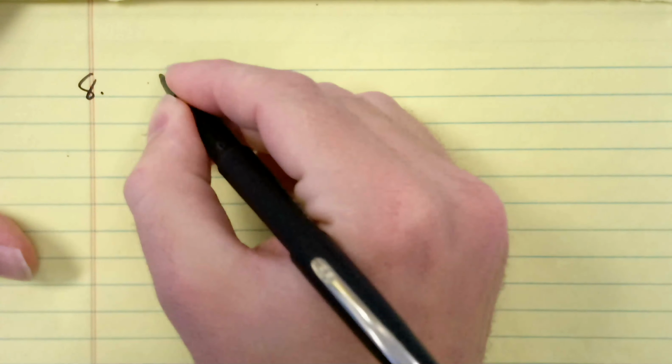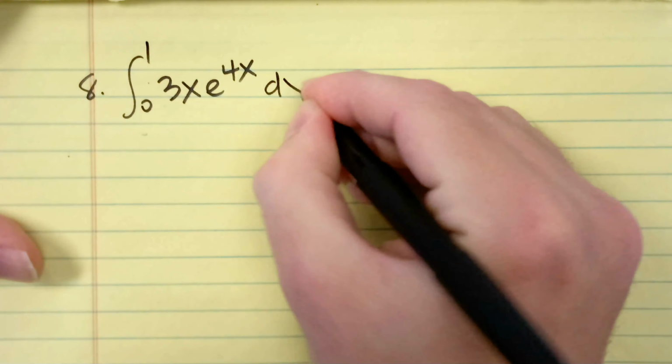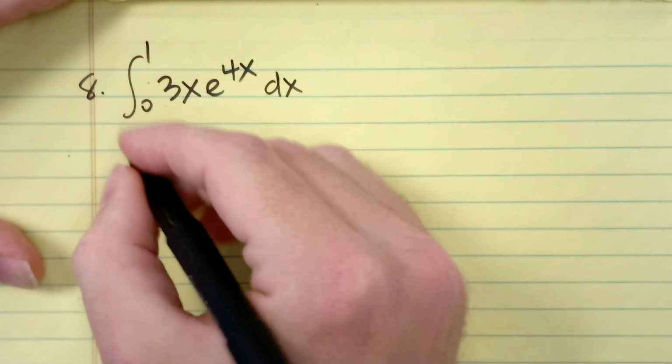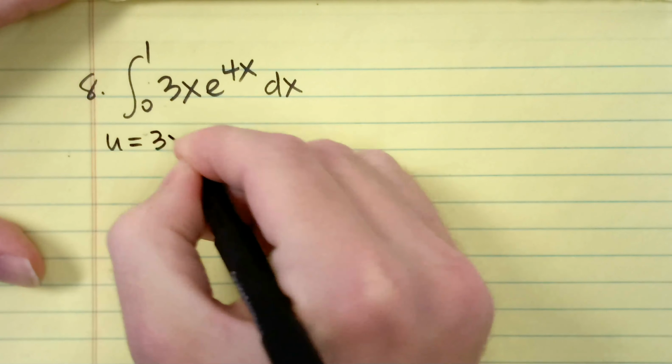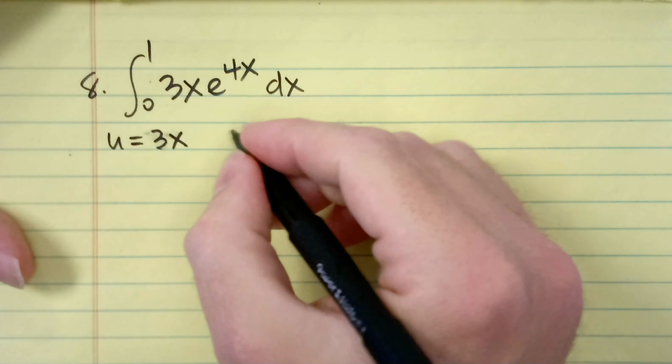For 8, 3x e to the 4x, integrating that from 0 to 1. Okay. And I'll use ILATE, algebra before exponential. You could factor the 3 out, but I just don't think it's going to even make that big of a difference in the course of us solving this problem.